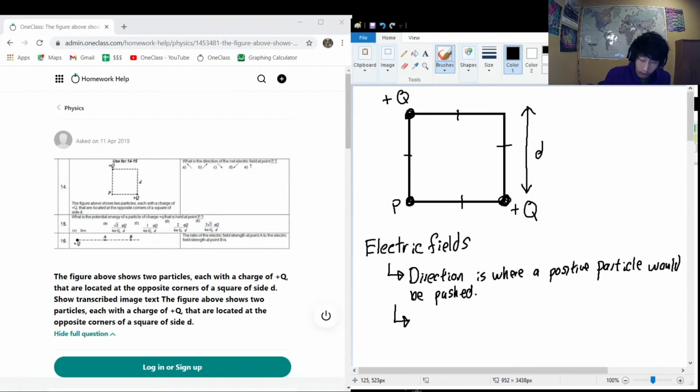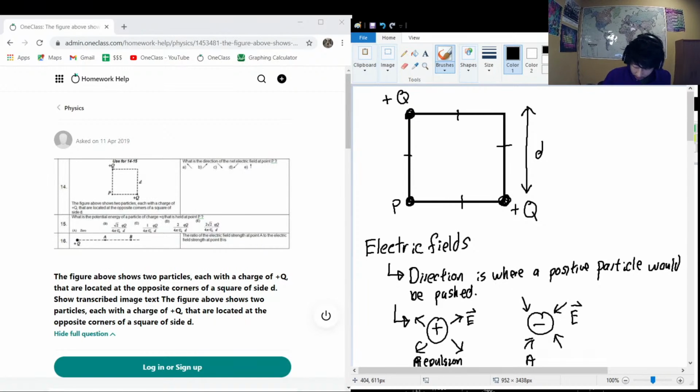So positive charges are repulsive. They have outwards electric fields. So positive is like this in terms of the E field. And negative charges have incoming fields, because opposites attract. So a hypothetical positive particle would be attracted towards a negative charge. Okay? Cool. And that would be the E field here. So attraction. Nope. This is repulsion. This is attraction.